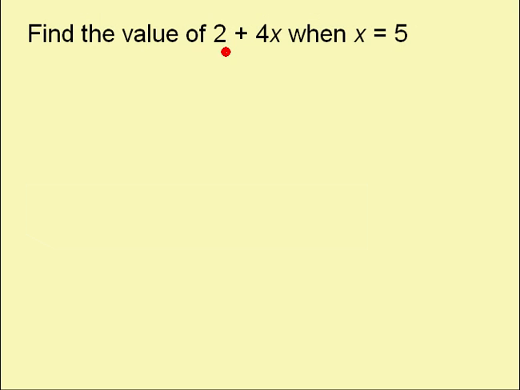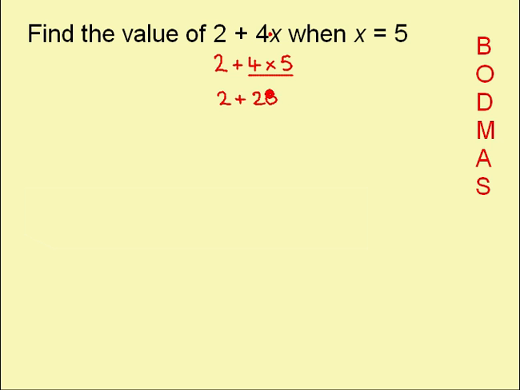Now we come to a slightly more complicated question. To help us do this one, we need to use BODMAS. Remember, in this we have an invisible times sign here. So we've got 2 plus 4 times x, and x is 5. Now we use BODMAS to help us with this. There aren't any brackets, other things, or divisions, but there is a multiplication. That's the 4 times 5, and that is 20. So this is 2 plus 20, and 2 plus 20 is 22.